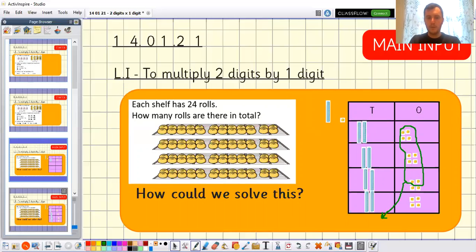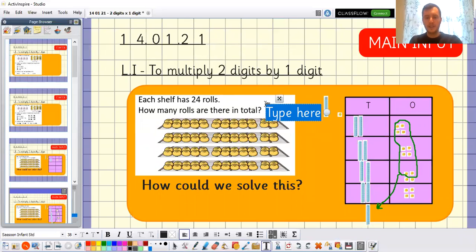And from one of these spare 10s I've got here, I'm going to create an extra 10. So now we have 10, 20, 30, 40, 50, 60, 70, 80, 90, 91, 92, 93, 94, 95, 96. We have 96 rows in total. That's one way to solve it.